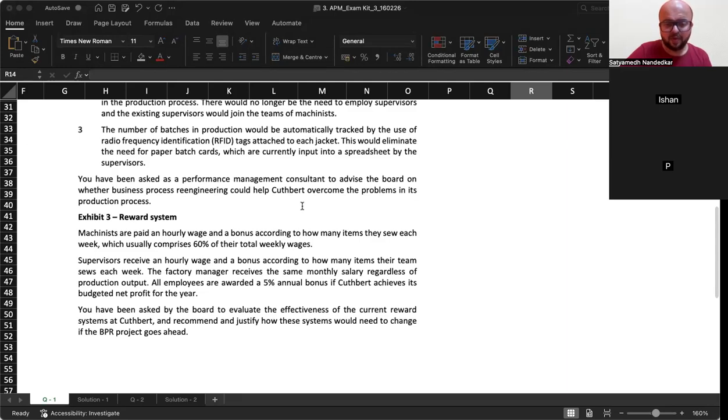तो प्रोडक्शन सुपरवाइजर को कैसे मिलता है? He gets on his... उसको भी एक बेसिक सैलरी मिलता है, और फिर बोनस is linked to number of items seen by machinists. So again the focus is on quantity, not on quality, right? सुपरवाइजर्स को क्या लगेगा कि जितना ज्यादा आउटपुट आएगा from the machinist, उतना ज्यादा मेरा इंसेंटिव बनेगा.